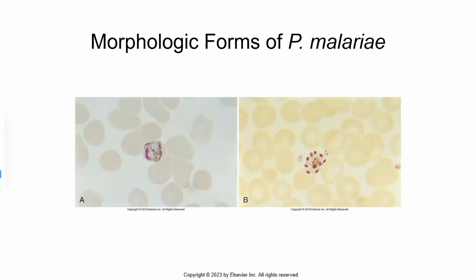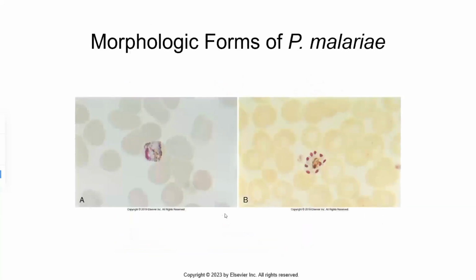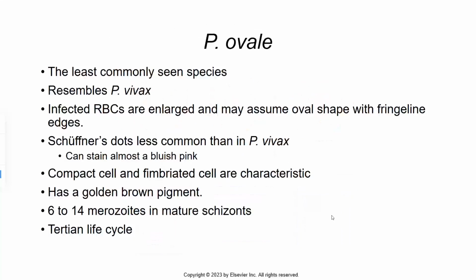So here you can see P. malariae. And if we compare that to what we're seeing here, you can see a lot more inside of P. vivax than you would inside of P. malariae. And here's a few more pictures. You can see the band form and then the schizonts and macrogametocyte.